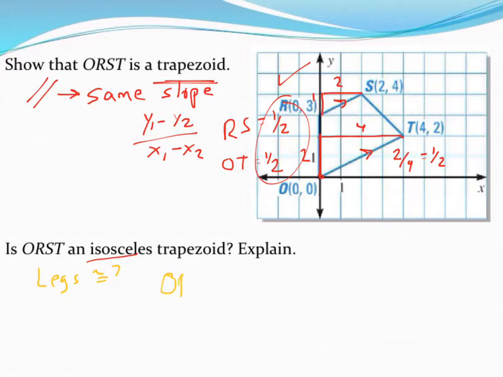Segment OR is a vertical segment, meaning I don't even need to use the distance formula. I can just count the spaces. I can count 1, 2, 3 spaces up. So segment OR has a length of 3. Remember, we're doing length this time, not slope. Next up, I need to find the length of segment ST. So I need to find the distance from point S to point T.